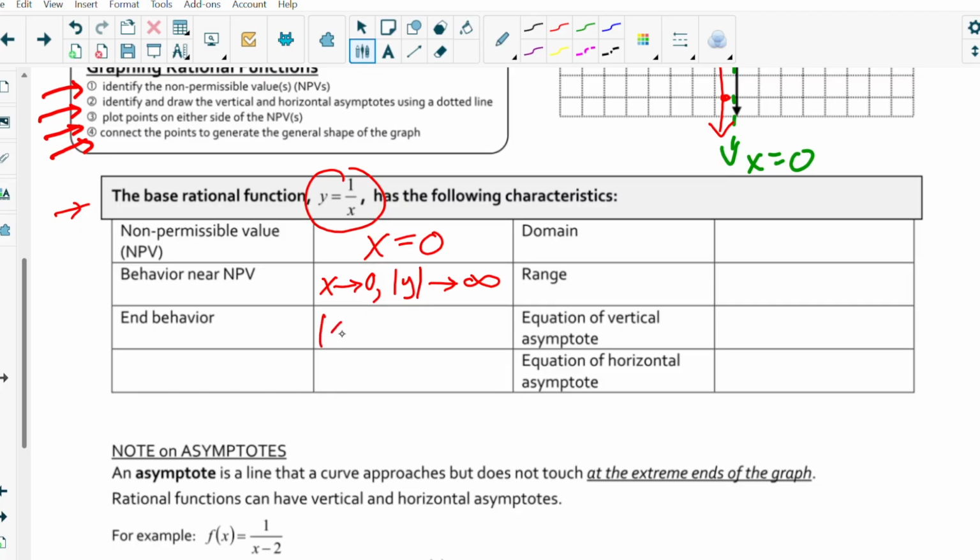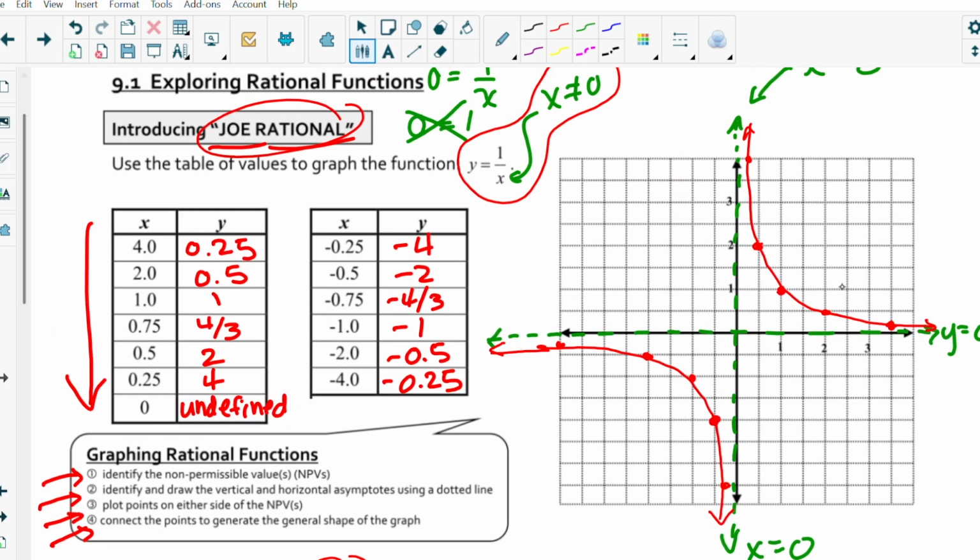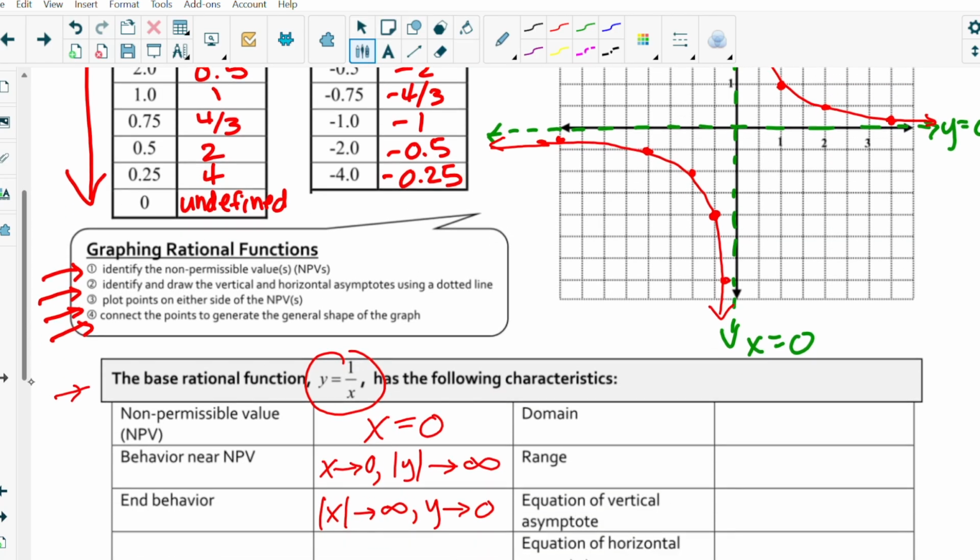And then end behavior: as the absolute value of x approaches infinity, y approaches 0. So as x approaches infinity, let's just do the positive side. As x goes this way, what happens to y? Y approaches 0, gets closer and closer to 0. So that is our end behavior.